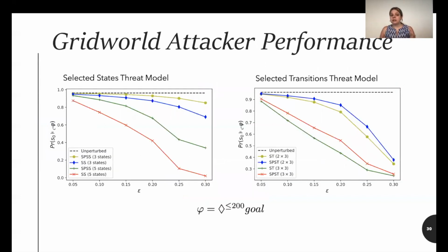And we see here that in both cases, the probability of satisfying the property when given more budget decreases much faster and with less budget when the adversary is able to modify the underlying structure of the system. And so it's something that I think is very useful for system analysis.